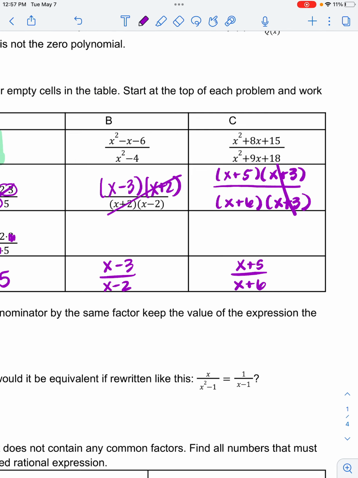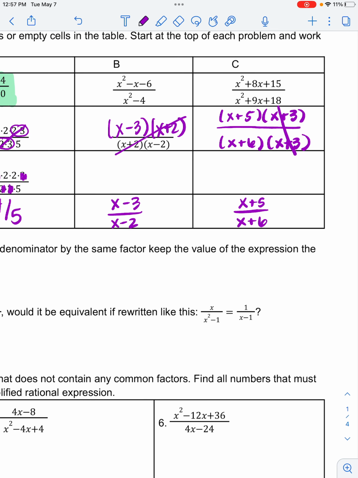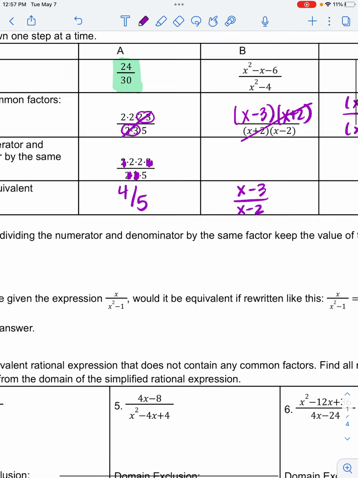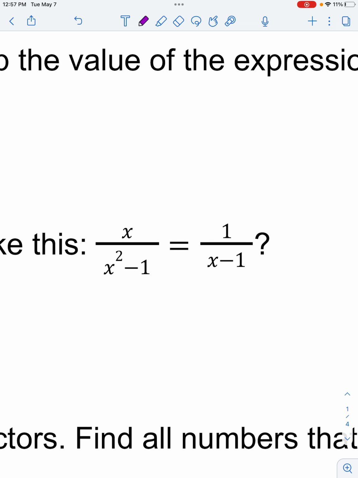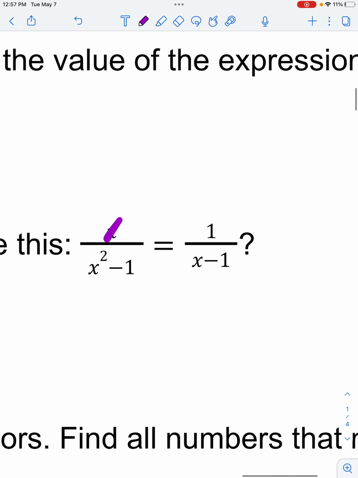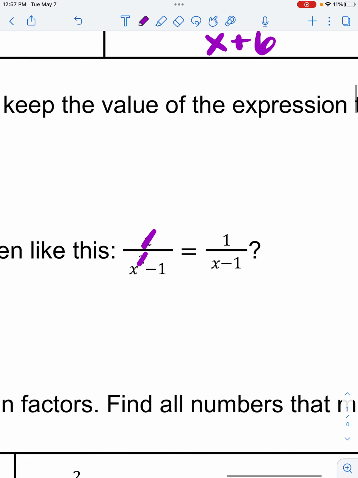Now, a lot of people struggle with the idea of when can I cross things out? And so an example like this is in number 3. Are these the same thing? x divided by x squared minus 1 and x divided by x minus 1. I have a lot of students think that, oh, I see an x here and I see a square here, so I can just cancel those out so that they're the same. But is that actually true? Are they the same factors?